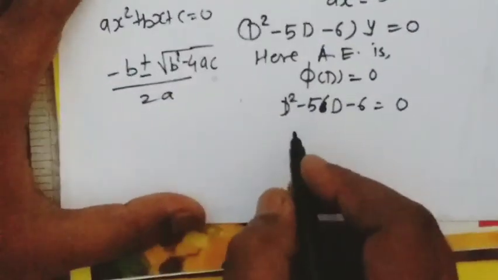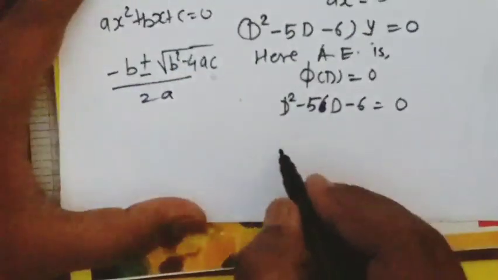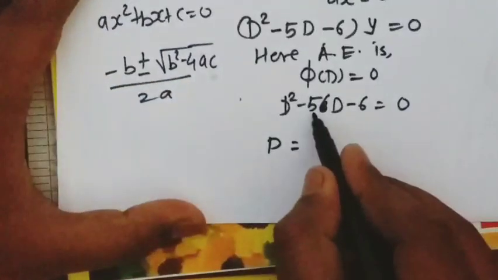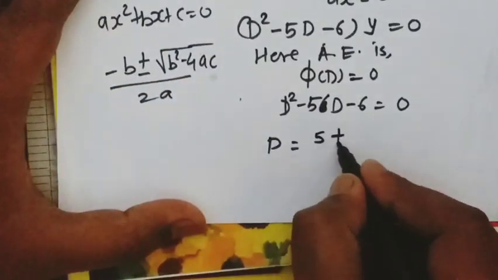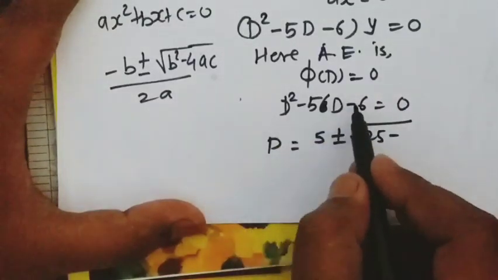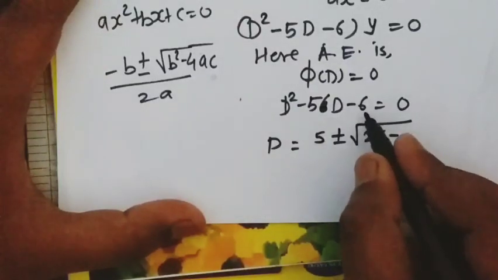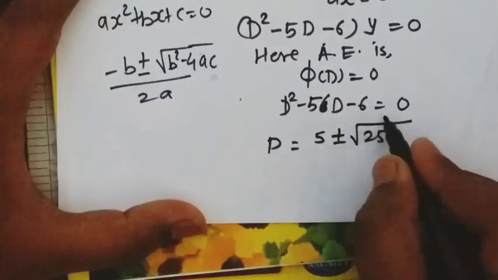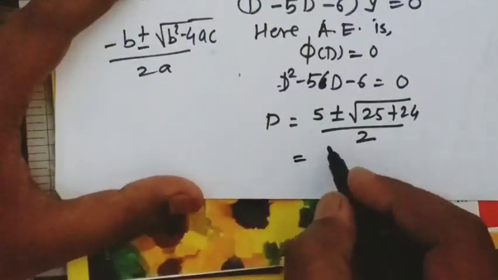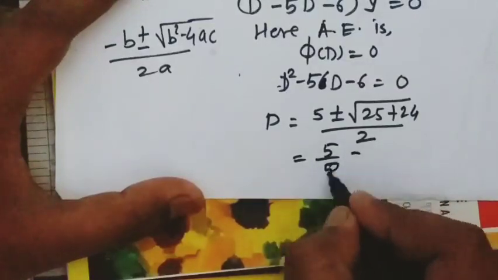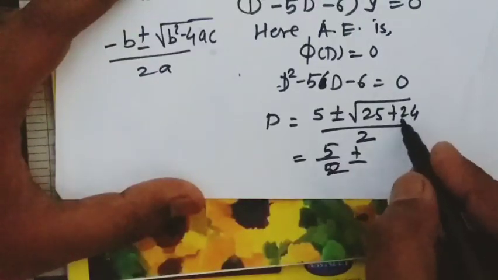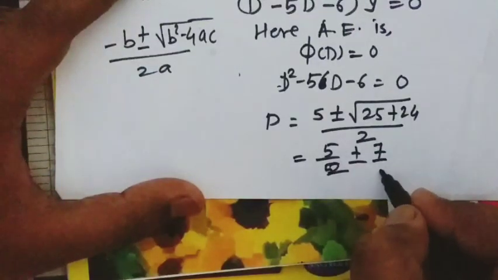Now on comparing this polynomial with that polynomial, we get the roots as minus b. b is the coefficient of the first degree term, that is minus 5, so minus of that will be plus 5, plus minus square root of b square, that is 25, minus 4 into a into c. a is 1, c is minus 6. 4 6s are 24, and this minus will become plus. Divide by 2 times a, which is 2. So when you solve, this will be 5 by 2 plus minus root of 25 plus 24, which is 49, and the root of that is 7, so it will be 7 by 2.